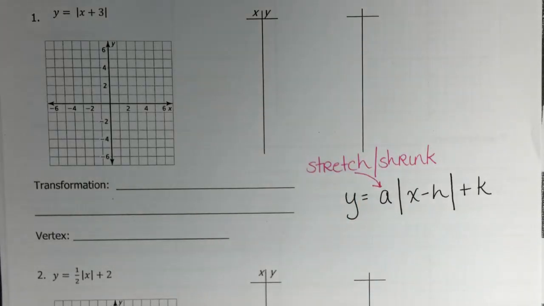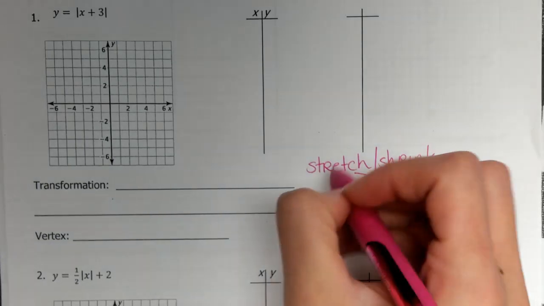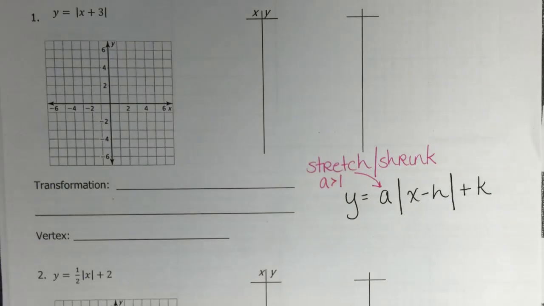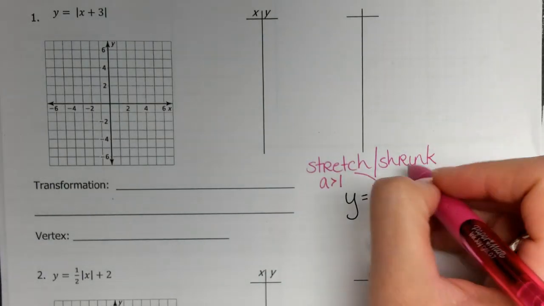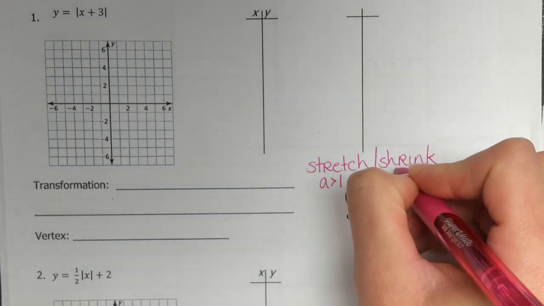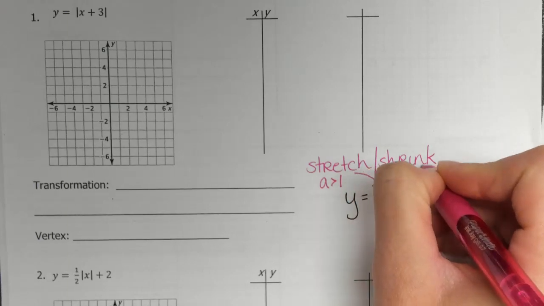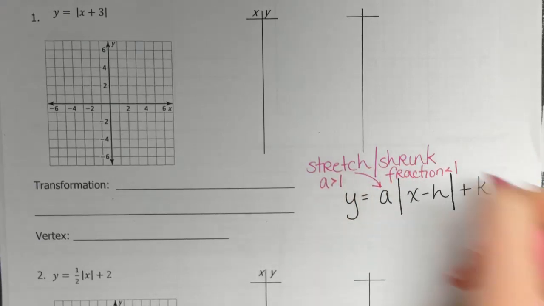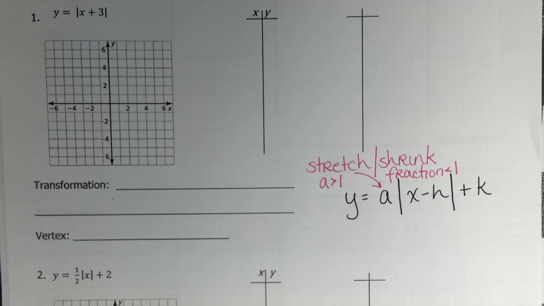What does the value of A have to be for it to be a stretch? Greater than 1 or less than 1? Greater. Think about stretch. You're getting bigger, right? So your number needs to be greater than 1. Okay, so if A is greater than 1, it's a stretch. If it's a fraction less than 1, and I'm going to say fraction less than 1 because some fractions can be greater than 1, so you have to be careful, it's a shrink.